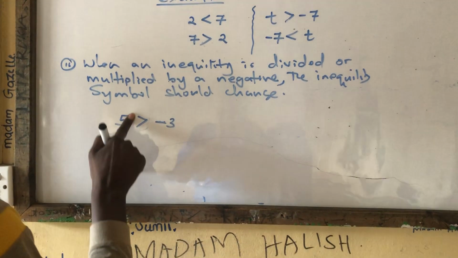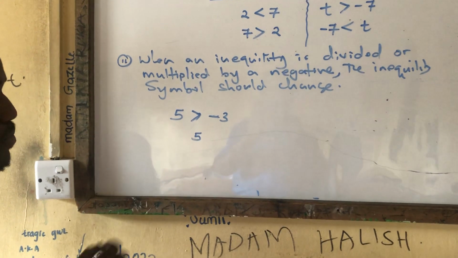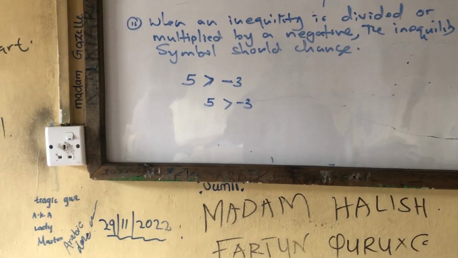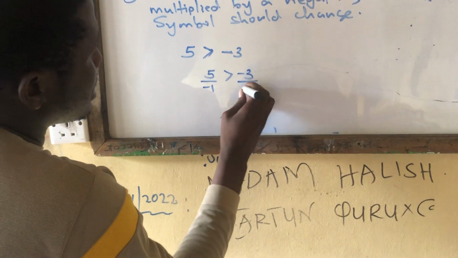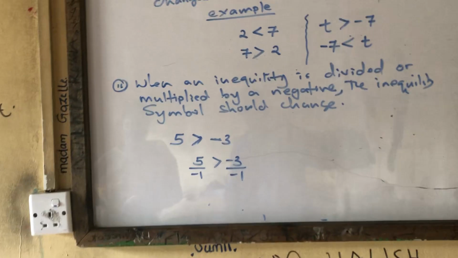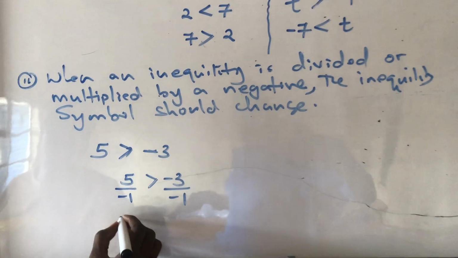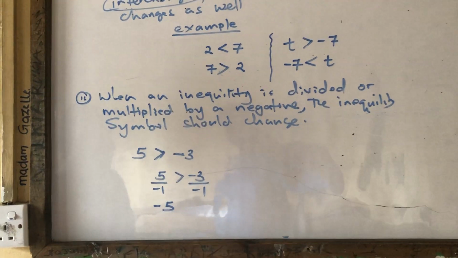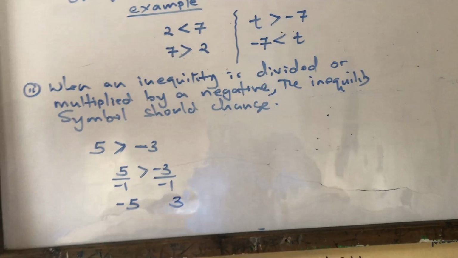Let's consider this. We have already agreed that 5 should be greater than negative 3. Let's divide both sides by negative 1. If both sides are divided by negative 1, what is 5 divided by negative 1? That should give us negative 5. And what is negative 3 divided by negative 1? That should give us a positive 3.